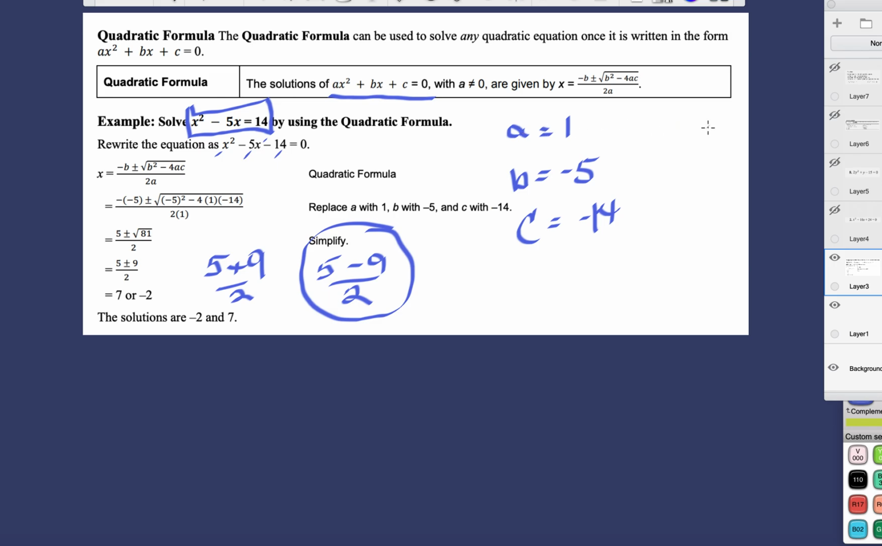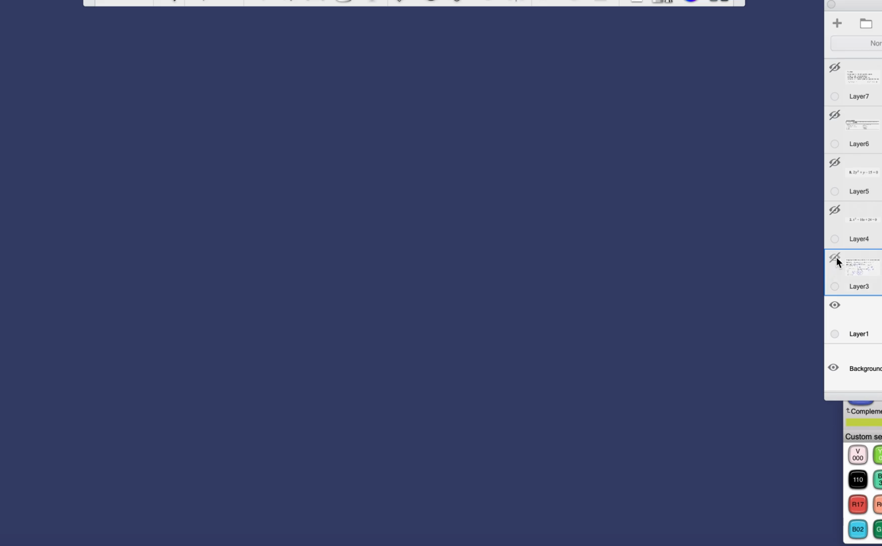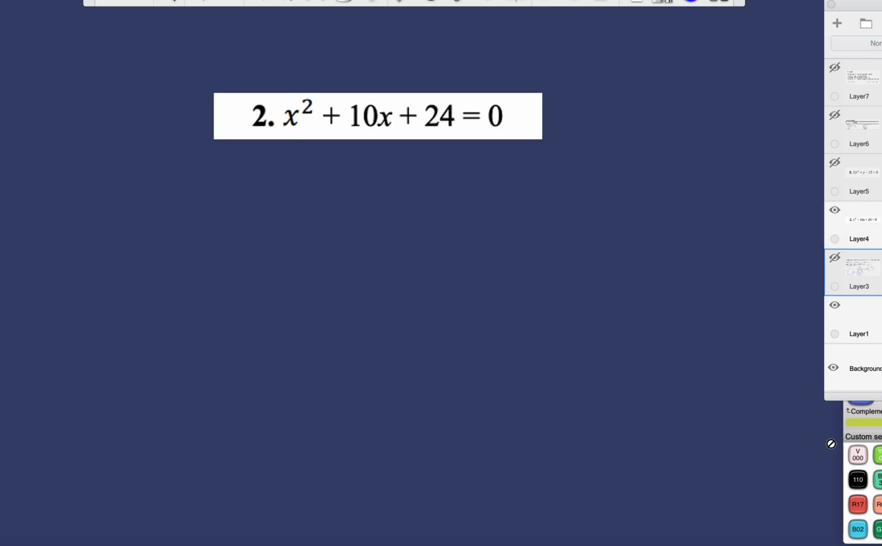And so now we're going to try one. Are you ready? We're actually going to try two. Here's our first one. Now, we're lucky because this is already in ax squared plus bx plus c equals 0 form. So we have what we need. We see that a, the coefficient in front of the x squared term, is 1. We have b, which equals 10. And we have c that equals 24.